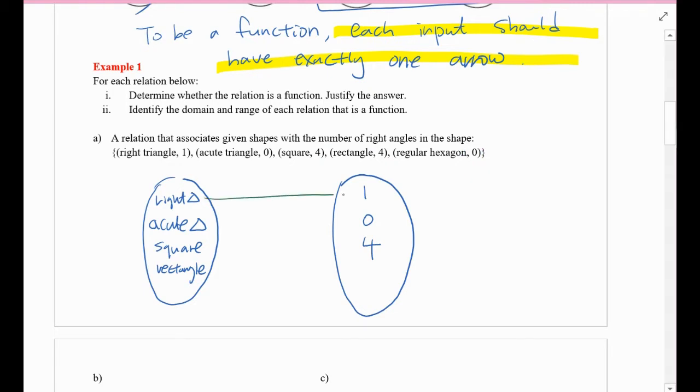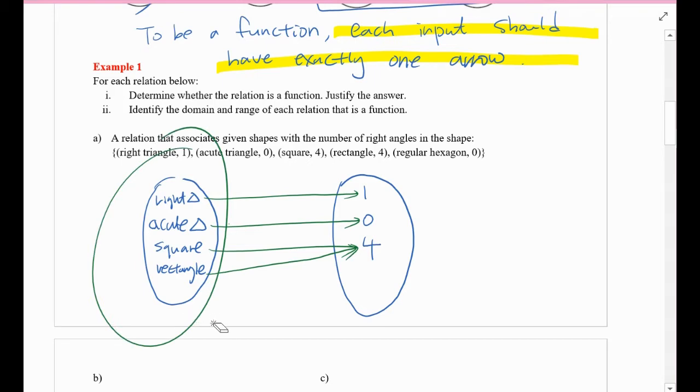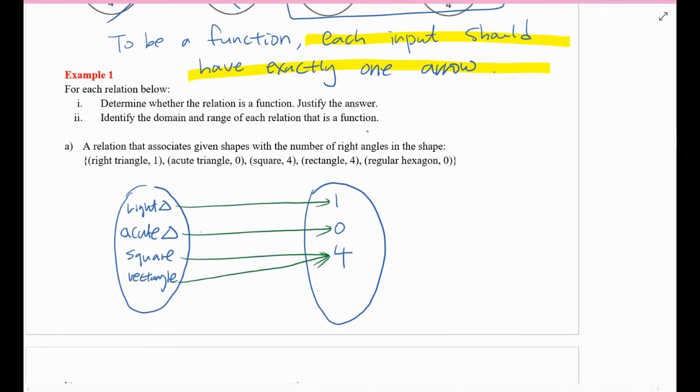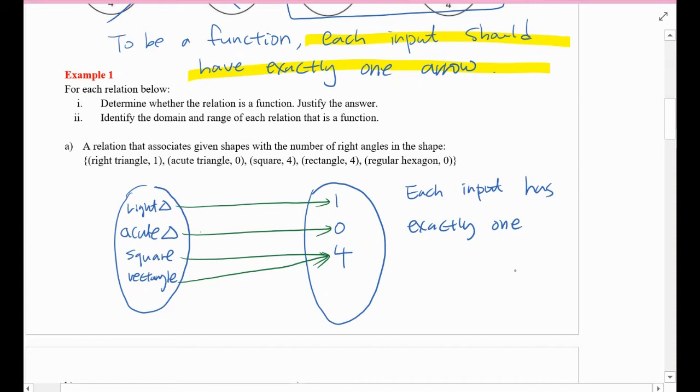Right triangle has 1 right angle, acute triangle has 0, square has 4 right angles, rectangle has 4 right angles. Look at this. Each input has exactly 1 arrow. Therefore, this is a function. Okay? So, justify your answer. Each input has exactly 1 output. 1 arrow, 1 output. It's a function.